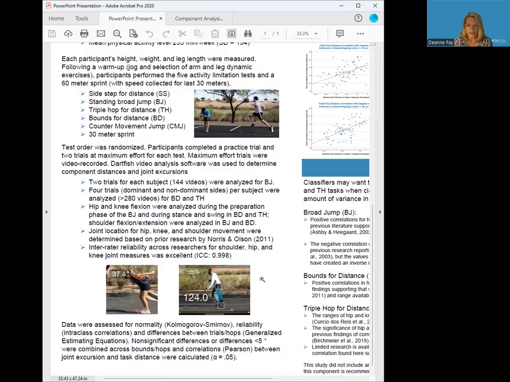We did reliability using the interclass correlation coefficients, and differences between trials and between hops was determined by the generalized estimating equations. These differences then helped us understand when we could combine data for looking at correlations between range of joint motion and the distance achieved. Non-significant differences and any differences, even if they were significant, that were under 5 degrees, were combined for the correlations.